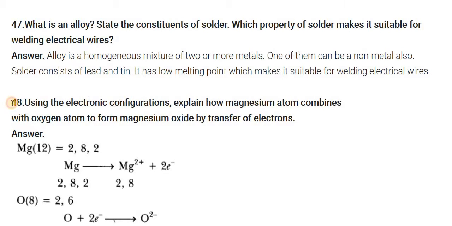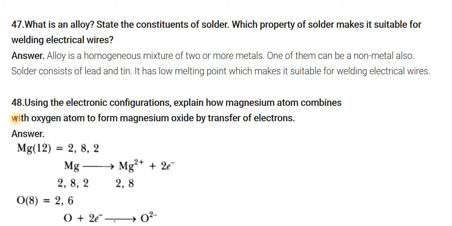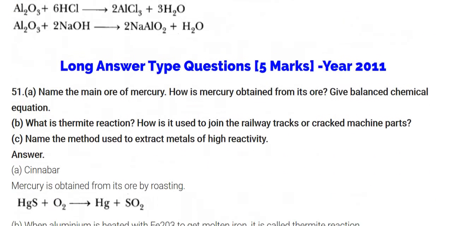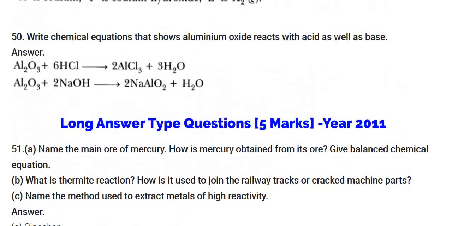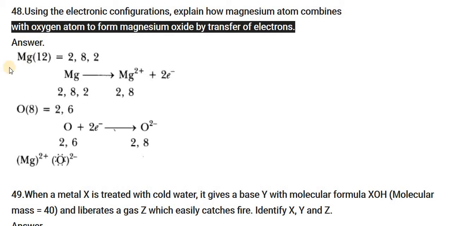Now the next question: using electronic configuration, explain how a magnesium atom combines with an oxygen atom to form magnesium oxide by the transfer of electrons. For that, we have to know the atomic numbers of magnesium and oxygen. The atomic number of magnesium is 12, so the electronic configuration is 2, 8, 2. The outermost orbit, meaning the valence electrons, has 2.